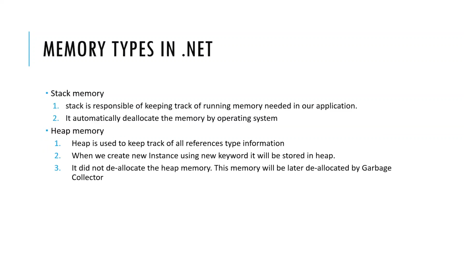So how does the .NET Framework manage memory? There are two memory types in .NET: one is the stack memory, and the second is the heap memory. In the case of stack memory, the stack is responsible for keeping track of the running memory needed in our application. It is automatically deallocated by the operating system. In the case of heap, the heap is used to keep track of all the reference type information. When we create a new instance using the new keyword, it will be stored in the heap. It does not deallocate the heap memory by itself. This memory will later be deallocated by the garbage collector.